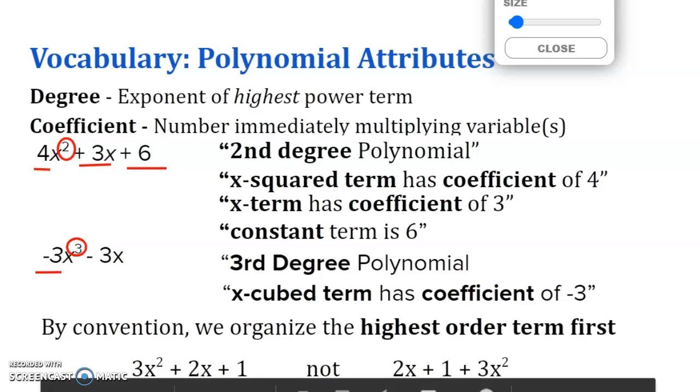So here you have 3x squared plus 2x plus 1. So we arrange it with the highest degree first, followed by degree of 2, followed by degree of 1, degree of 0. And we do not write it the other way. This way, it's easier for everybody to recognize 3x squared plus 2x plus 1 as opposed to when you just mix them all up.